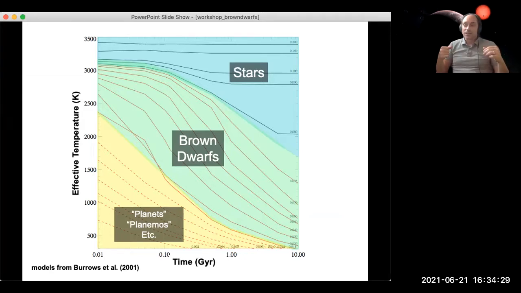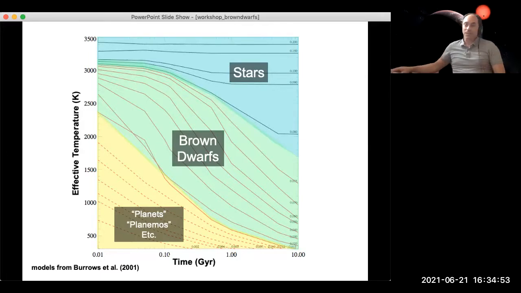So what I'm showing on this plot here is a plot of effective temperature. And remember, this is another fancy word for the surface temperature of the star over time, measured in gigayears or billions of years. And this is on a log scale, so just keep that in mind on the x-axis here. And all these lines are models for different kinds of objects and how they evolve.